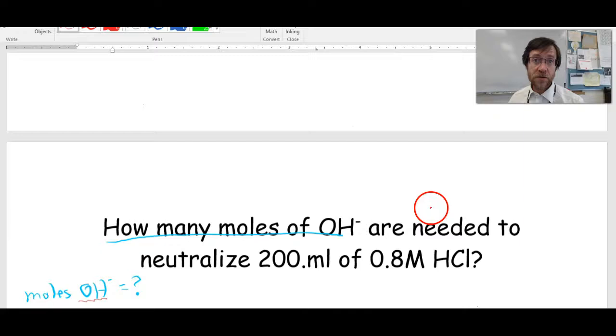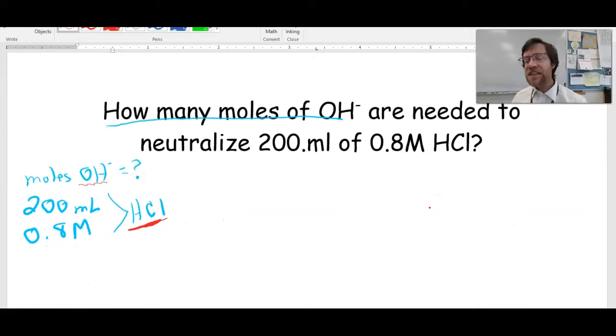Now this one, they're turning it up a notch. Instead of just giving you how many hydrogen ions are here, we're going to have to figure it out somehow, right? We're going to need to figure out how many moles of hydrogen ions are here, because that will tell us exactly how many moles of hydroxide we need. Okay, so that gives us this little side quest here. So we got to find out how many hydrogens.